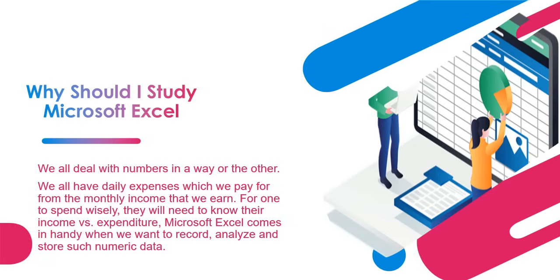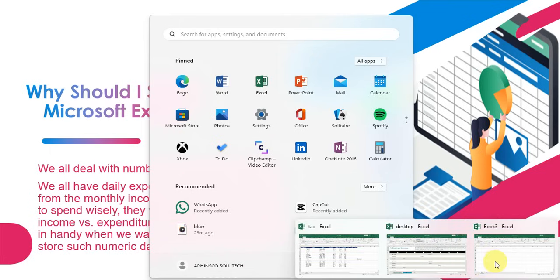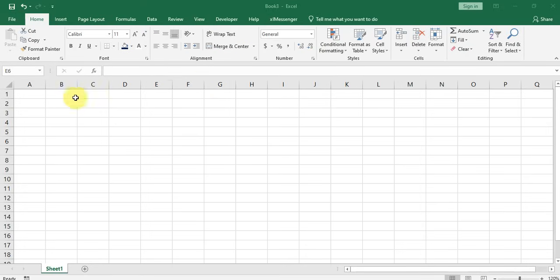Now I am having a friend in school who always use Microsoft Excel. I wasn't getting the reason why he was doing that till I got closer to him. Do you know why? He used Microsoft Excel to calculate his expenditures. Now let's go back to Excel and let me show you something.